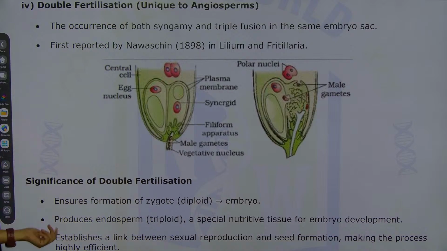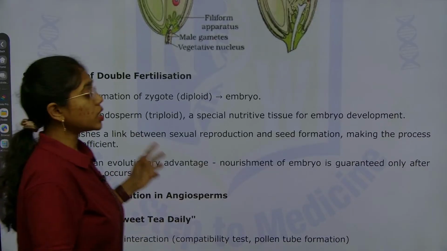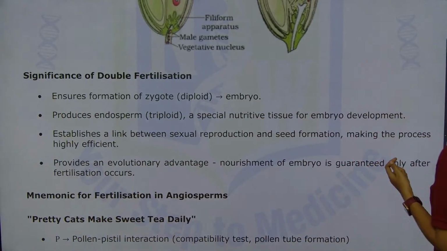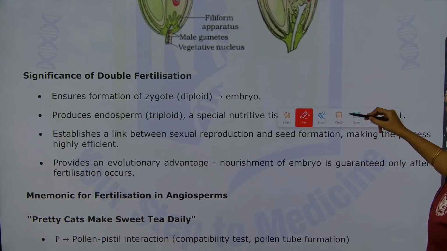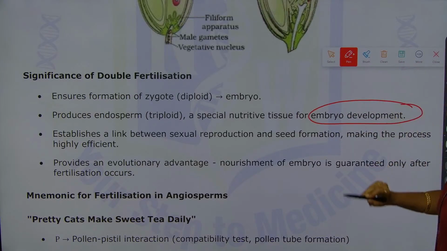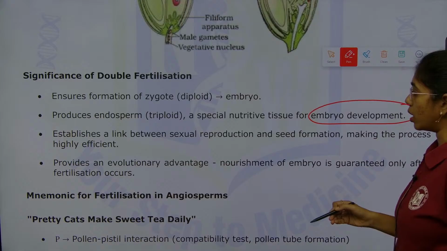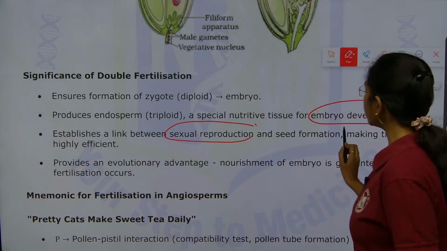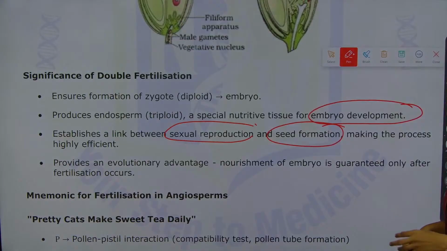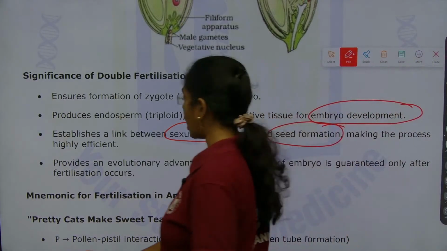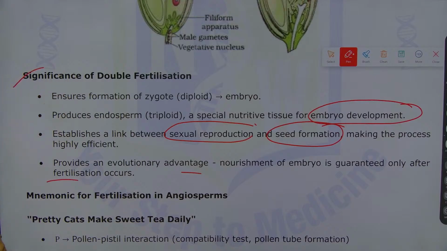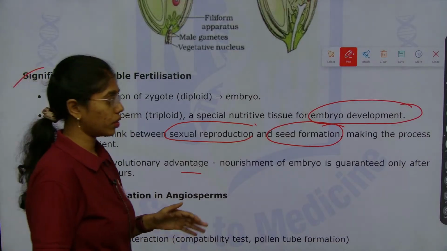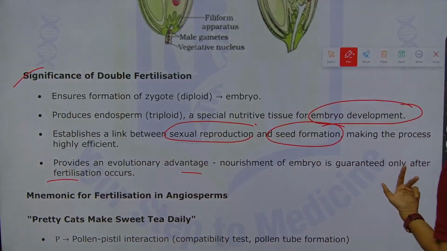Here we go with the significance of double fertilization. This ensures zygote formation, where the ploidy is diploid, and then this will produce triploid endosperm, a special nutritive tissue for embryo development. This will establish a link between sexual reproduction and seed formation, making the process highly efficient. This will provide an evolutionary advantage. Nourishment of the embryo is guaranteed only after fertilization occurs. So this is the significance of double fertilization. Just 3 to 4 points in significance is enough.